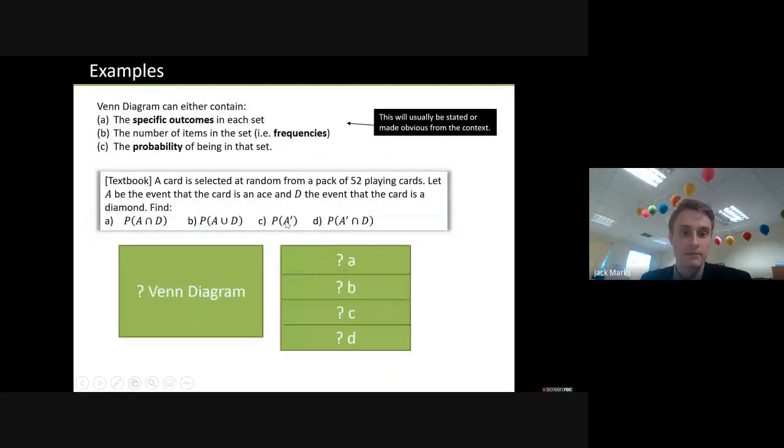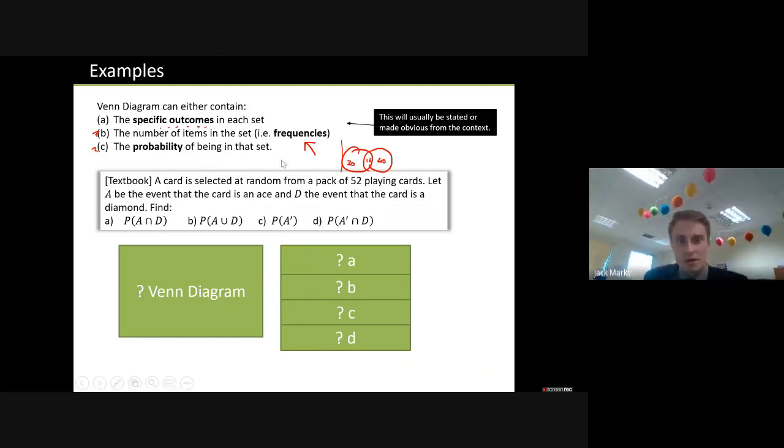Okay. So Venn diagrams can contain the specific outcomes. So that's what we looked at, what you roll, basically the numbers that you roll. We just looked at that. The number of items in a set. So how many people are in that group? You saw this at GCSE. So this might be like 30 people study French, 16 people study German and French, and then 40 people only study German. That's what B is talking about. Okay. And C, you can actually use Venn diagrams with probabilities. You saw that in year one.